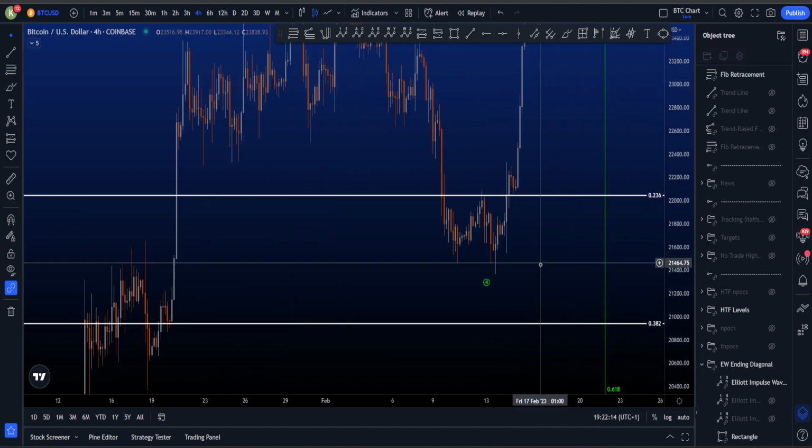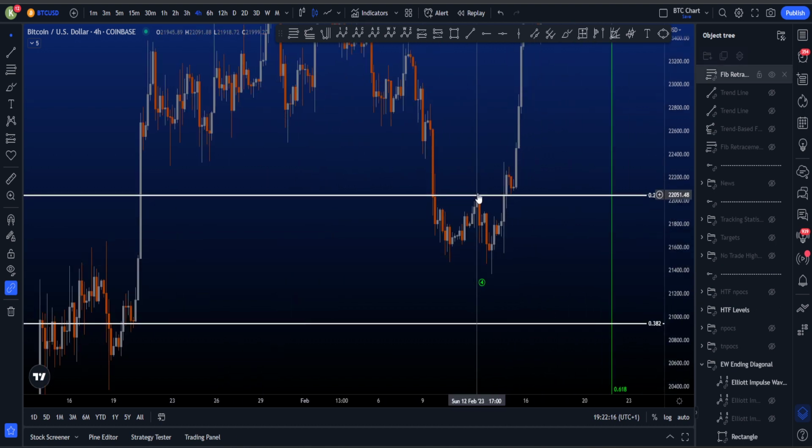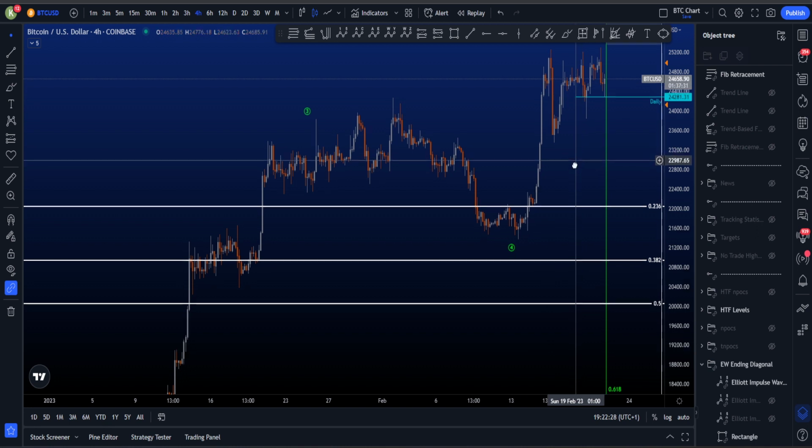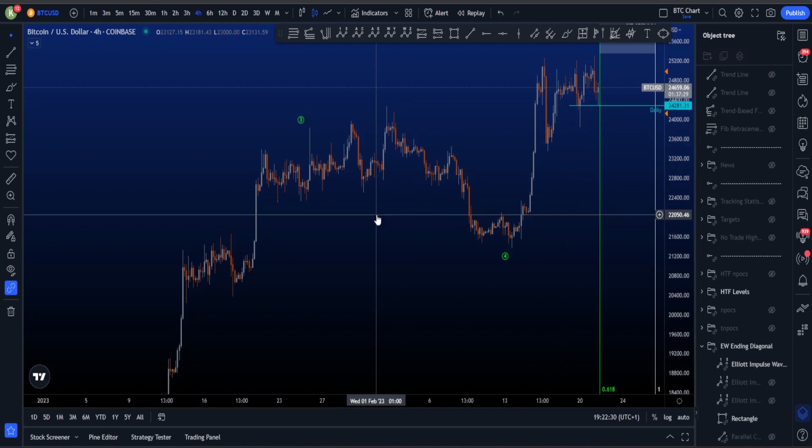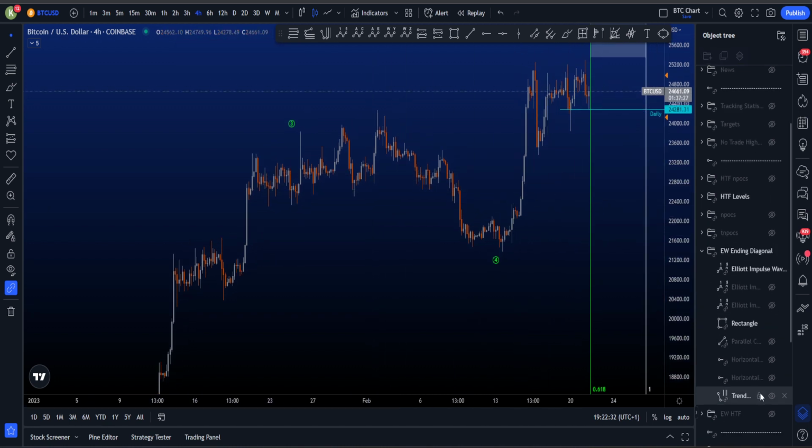You can see that the 0.236 had a little bit of a back test before moving down, and then eventually we crossed it again, back tested it over here. Actually, the 0.236 here was very well respected. So a nice back test before eventually launching into this wave 5, where we are now. So let's look at this wave 5 and then what happened as well.